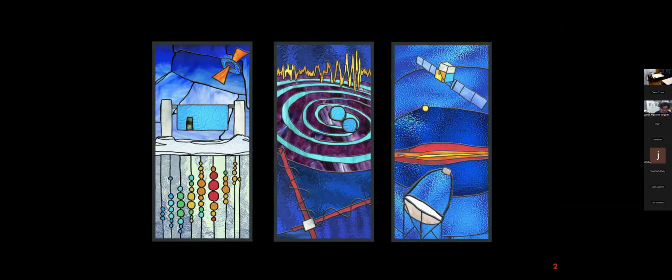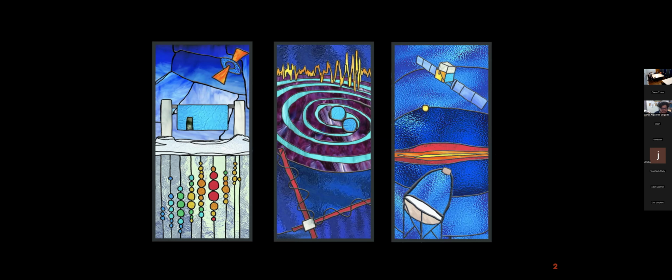These stained glass images of the universe show different ways in which you can observe the universe. One of them, the rightmost, is with light, with optical terrestrial observatories and satellites. You can also see gravitational waves. And what we're going to talk about today is neutrinos, which is the leftmost panel.